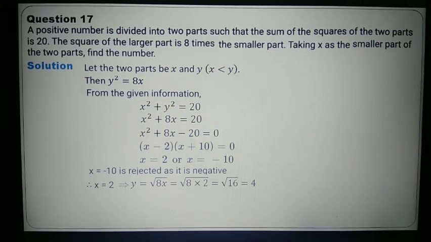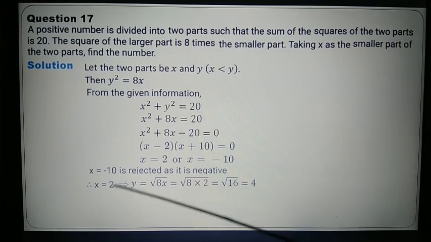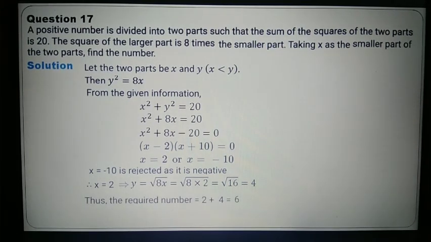Therefore the question says find the number. So the two parts are 2 and 4, so when I add them I'll get the number. So the required number is 2 plus 4 equals 6.